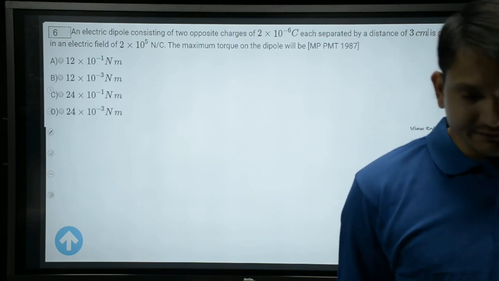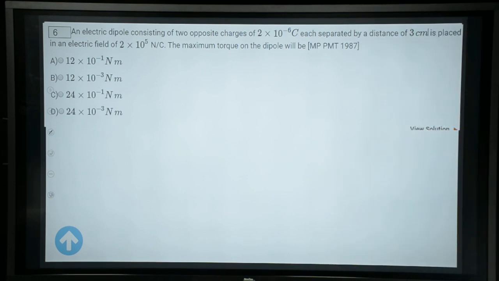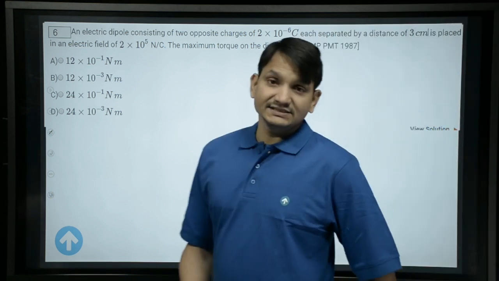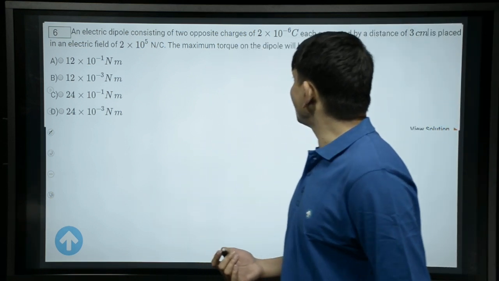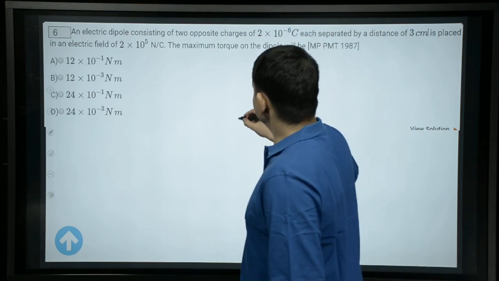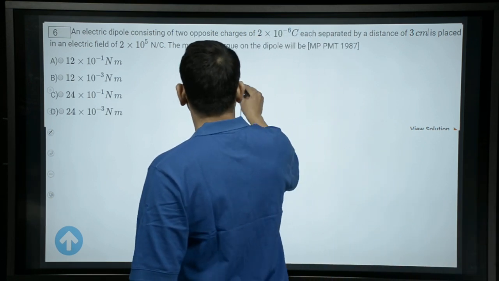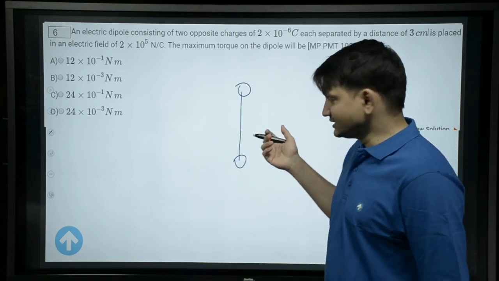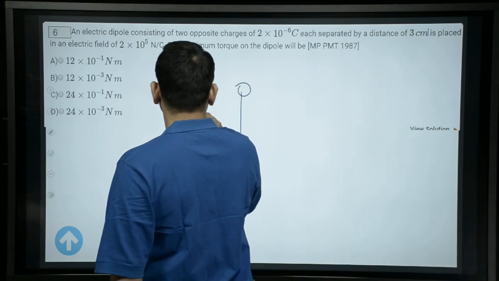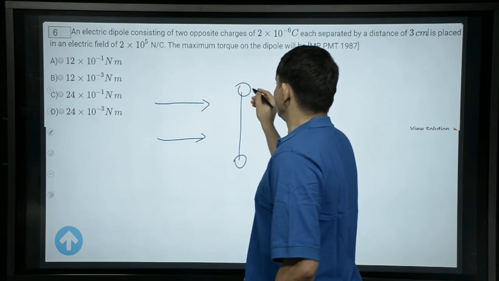Okay, again we have a question with dipole. We have so many questions with dipole this time. An electric dipole consisting of two opposite charges, each separated by a distance of 3 centimeters, is placed in an electric field. The maximum torque on the dipole would be? So, in which case is the torque maximum? The torque is maximum when the electric field is perpendicular to the orientation of the dipole. Something like this.